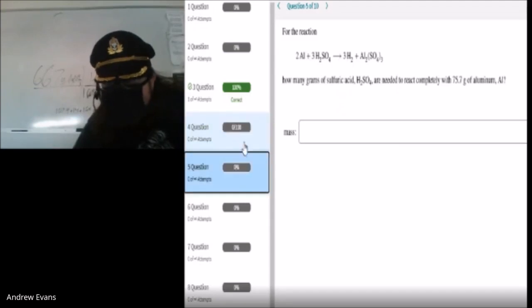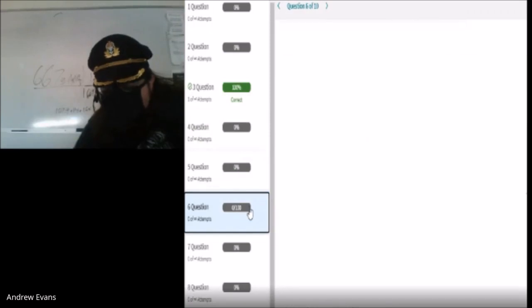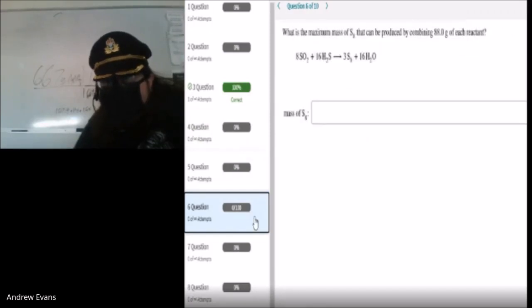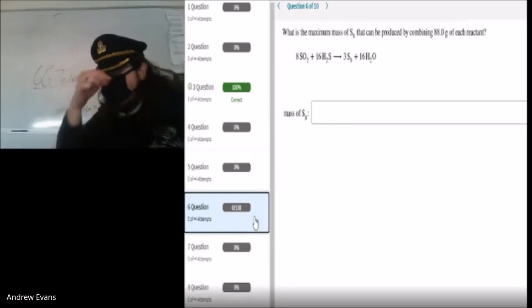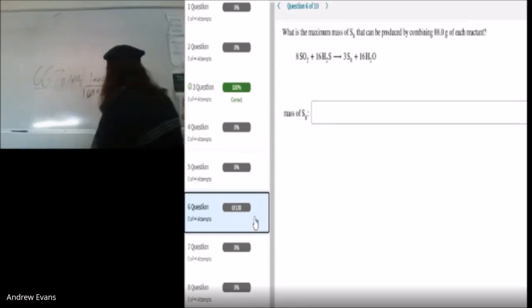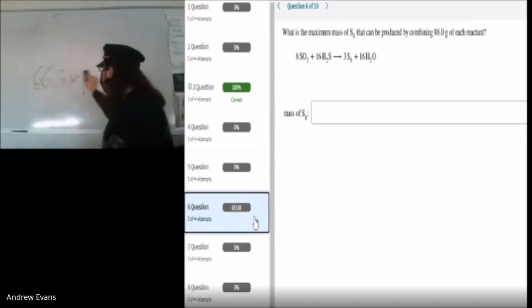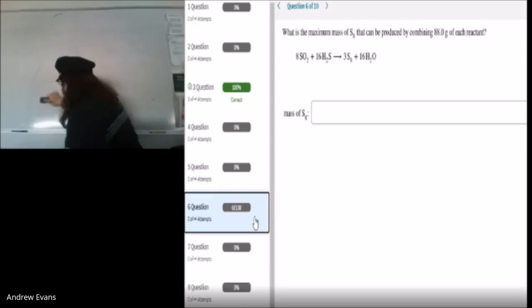I know that's a mouthful, but it is this generalized problem. Oh, well, let's look. This one is a limiting reagent problem, trying to teach you the concept of limiting reagents. I'm going to skip that one. You can do that one on your own, but I'm going to jump to this limiting reagent problem. What is the maximum mass of sulfur that can be produced by 88 grams of each reactant? So 88 grams of SO2 and 88 grams of H2S. How much S8 could we get?